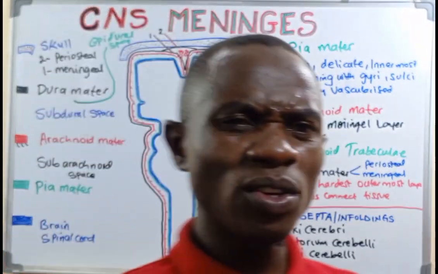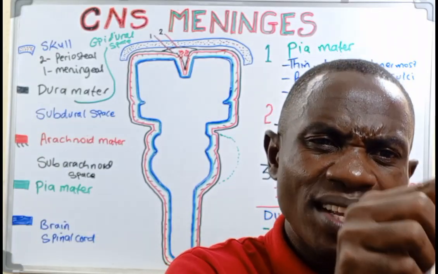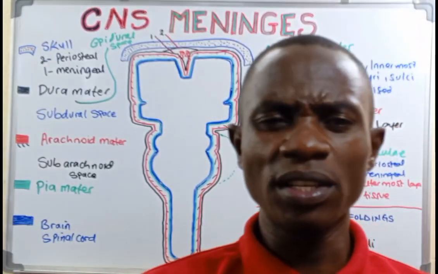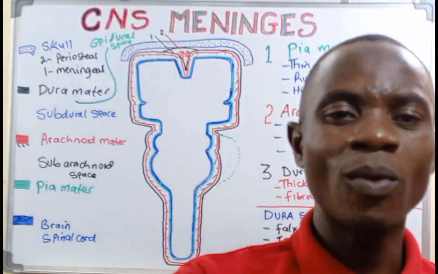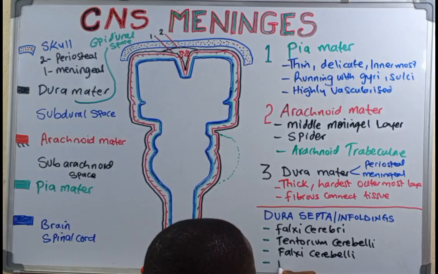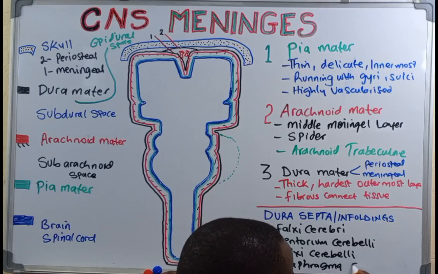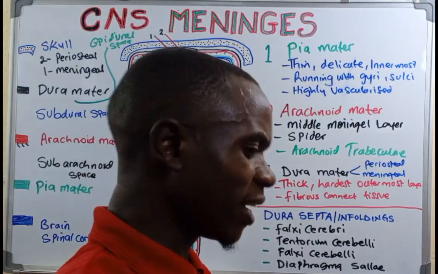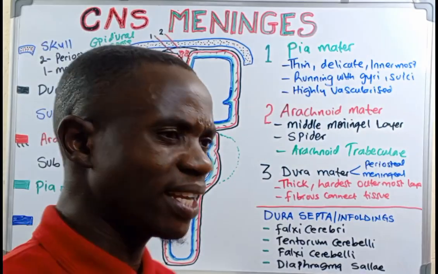And we also have another one which lines the sella turcica, where our pituitary gland sits. That circular infolding lining the sella turcica, you know how it is called? That dura infolding is what we call the diaphragma sellae. Okay. So those are the four main dura septa or dura infoldings.